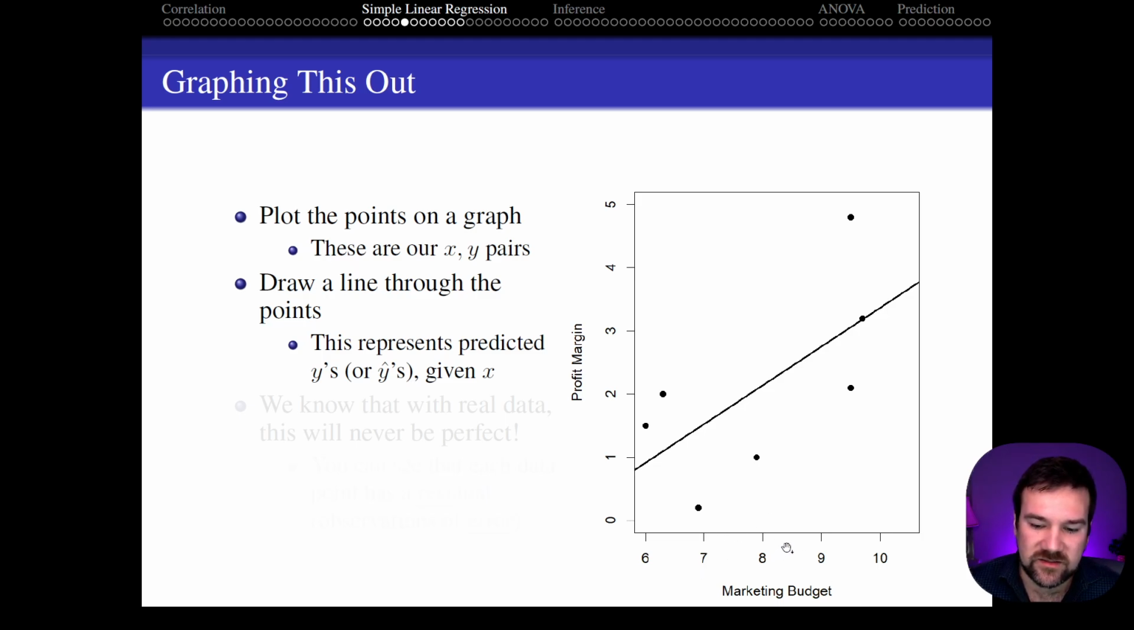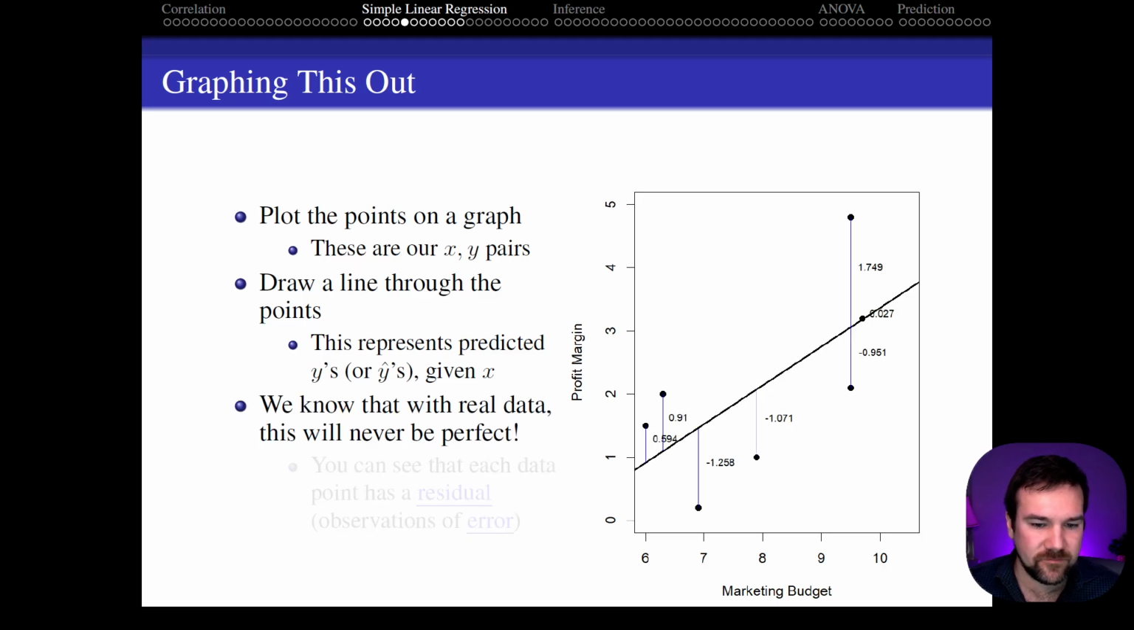Well, in the context, we're assuming we have our independent variable and we're guessing what the dependent variable would be. So I'm assuming that I get a marketing budget and I'm going to guess what the profit margin is going to be for that marketing budget. So we know, again, with real data, our prediction of the profit margin is never going to be perfect.